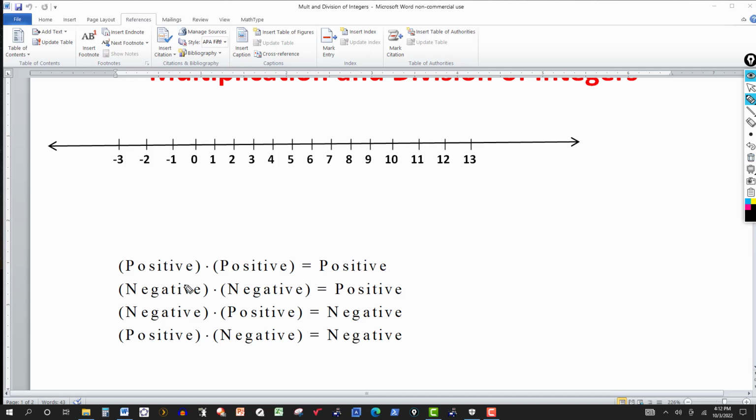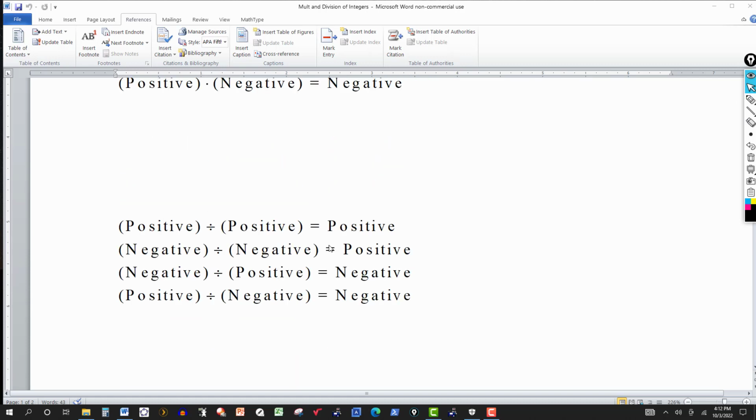Now, we're talking about multiplication. Those are the rules, pretty straightforward. And for division, if you know the rules for multiplication, division is pretty much the same. Use the same rules. So positive divided by a positive is a positive. Negative divided by a negative is a positive. Again, just like with multiplication, the only time the answer is going to come out negative is when one is negative and the other number is positive. Negative divided by a positive is a negative. Positive divided by a negative is a negative.